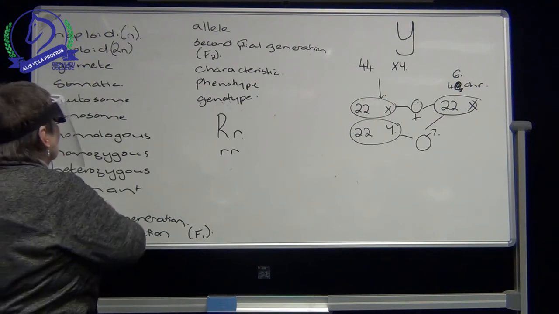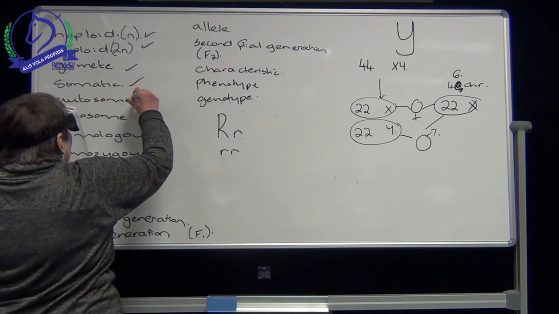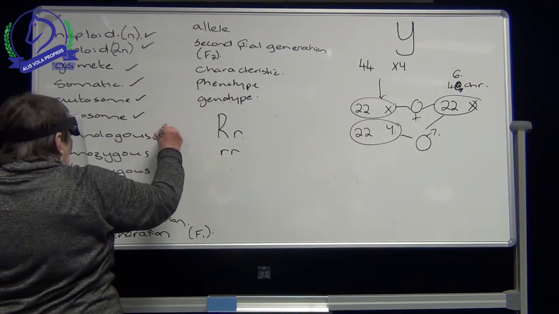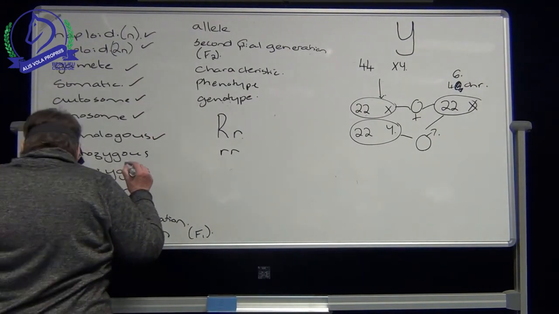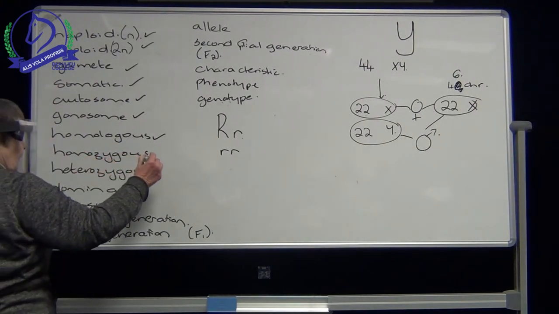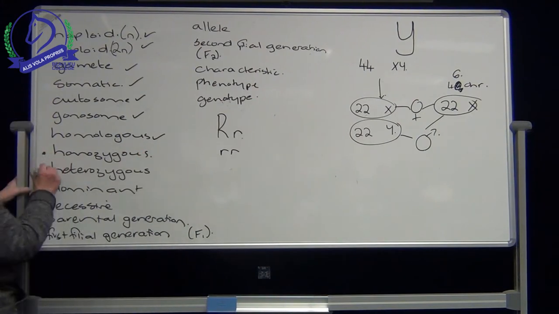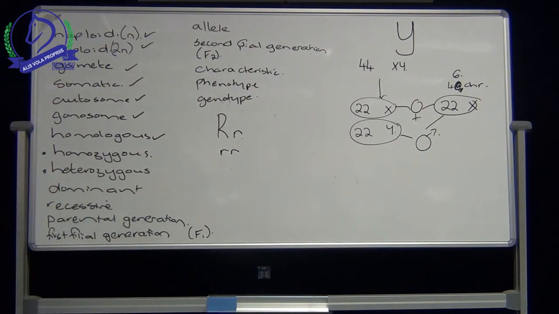Right. So, are we happy with haploid, diploid, gamete, somatic? Kerry, what's a gamete? Sexual. Good. An example of a gamete in a human. A sperm, or an egg cell. Stop fixating on that. Okay, all right. Heterozygous and homozygous. What is the alternative word?